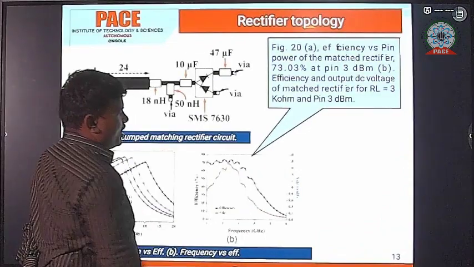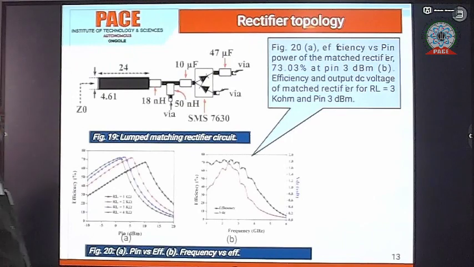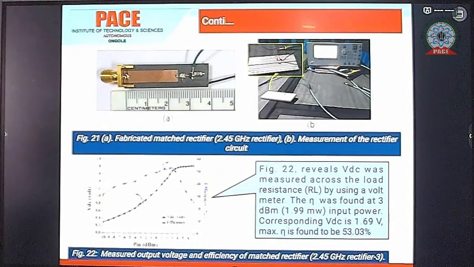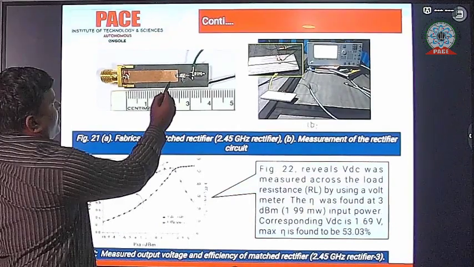Based on the simulated results, the rectifier has been fabricated. Here we are using the RF components: this is the diode, this is the inductor, these are the capacitors, and this is also a 47 microfarad capacitor. So we test this rectifier circuit.